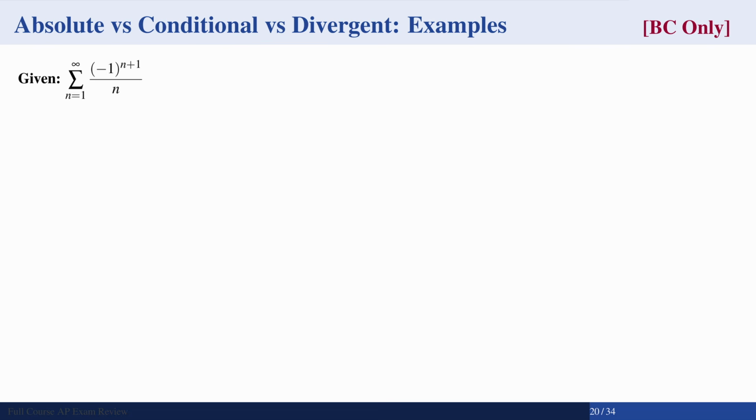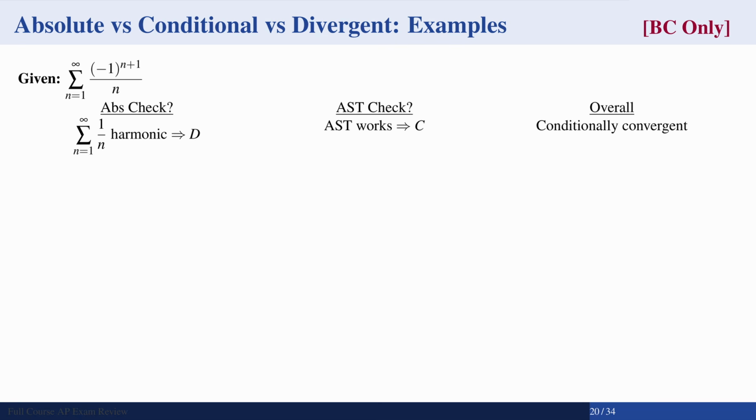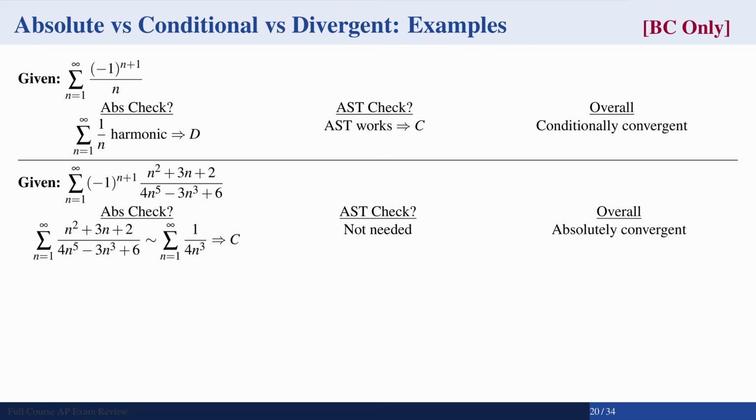First one is famously the alternating harmonic series. If we take the absolute value, we just get 1 over n, which we know is harmonic and diverges. We then apply the alternating series test. The terms alternate and decrease in magnitude to 0. So this thing converges by the alternating series test, but diverges when we take the absolute value. That's conditionally convergent.